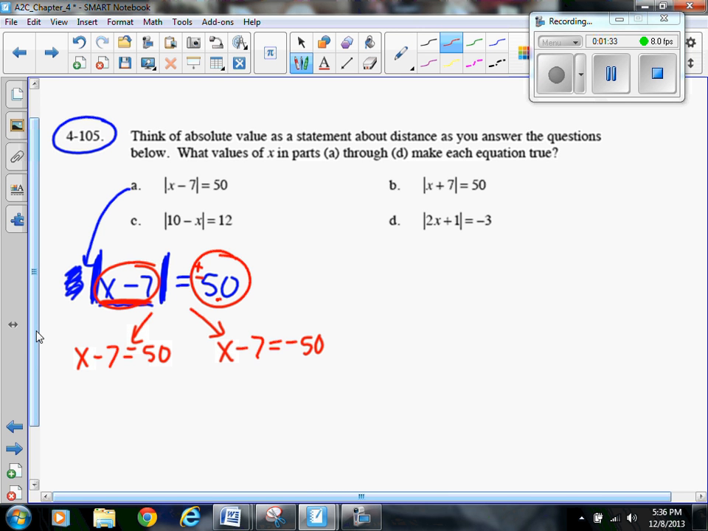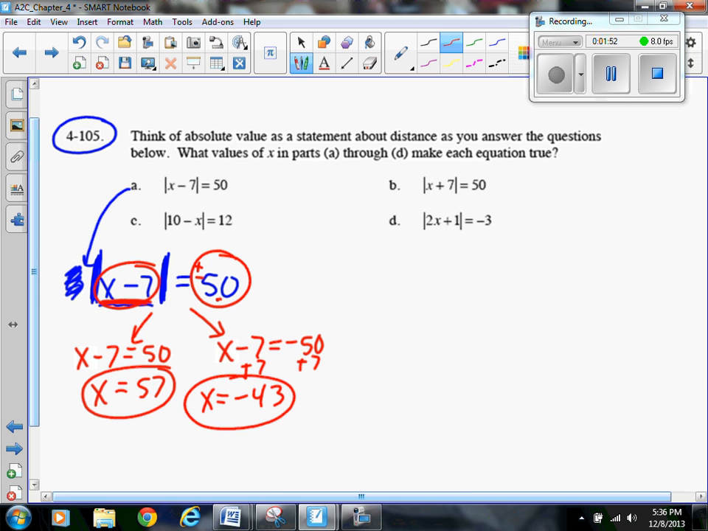Write it as two separate equations. You're not going to get opposites for answers, so you always write two equations, and that will give you your two answers. So this one, you add 7 to both sides, you get 57. This side, you add 7 to both sides, and you get negative 43. So there are two numbers that can go into there. You subtract 7, take its absolute value, and you'll get 50. Both of these numbers will work in there.